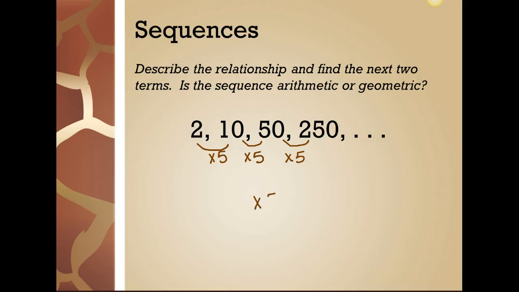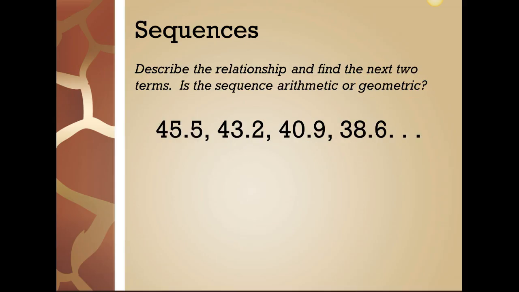So to find the next two terms, we will multiply by 5. 250 times 5 gives us 1,250. That multiplied by 5 gives us 6,250. Since we are multiplying by the same value each time, this is an example of a geometric sequence.